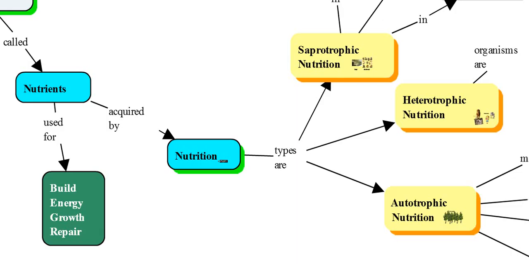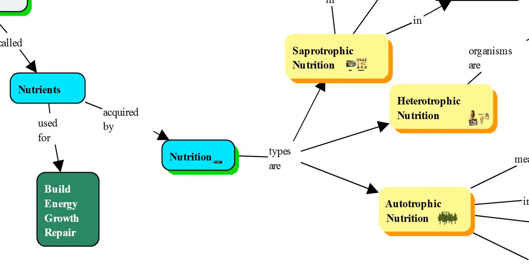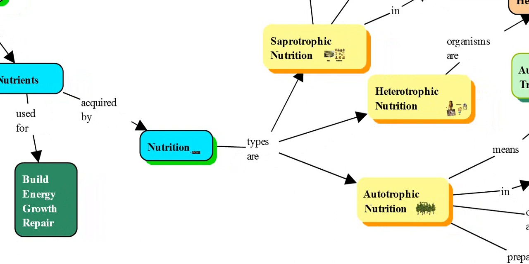Nutrition is divided into three groups based on the way organisms acquire food: autotrophic nutrition, heterotrophic nutrition, and saprotrophic nutrition. I repeat again: autotrophic nutrition, heterotrophic nutrition, and saprotrophic nutrition.